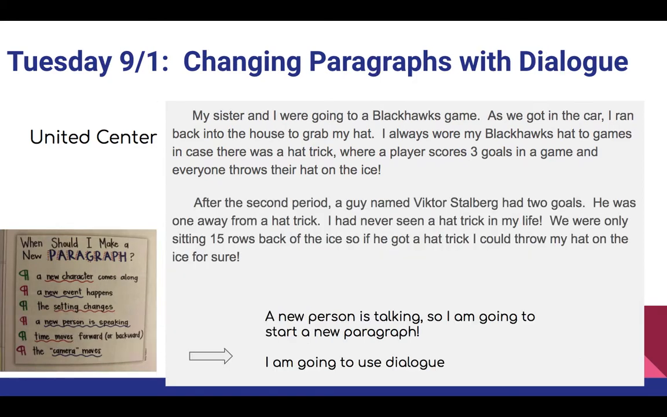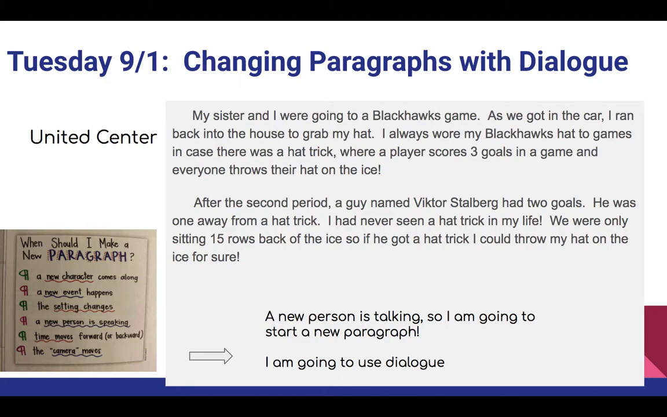So now we're going to talk about something that happens a few minutes later. So we have to start a new paragraph. After the second period, a guy named Victor Stahlberg had 2 goals. He was 1 away from a hat trick. I had never seen a hat trick in my life. We were only sitting 15 rows back of the ice, so if he got a hat trick, I could throw my hat on the ice for sure.